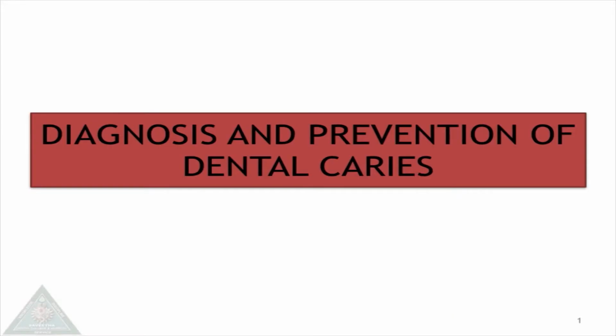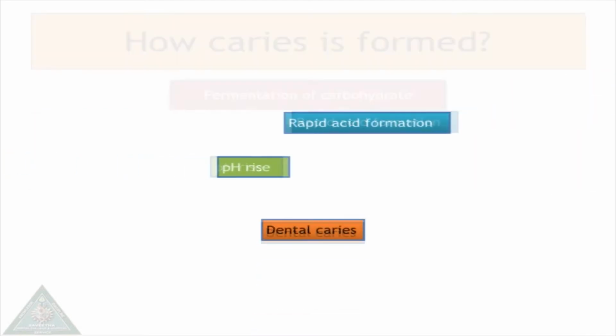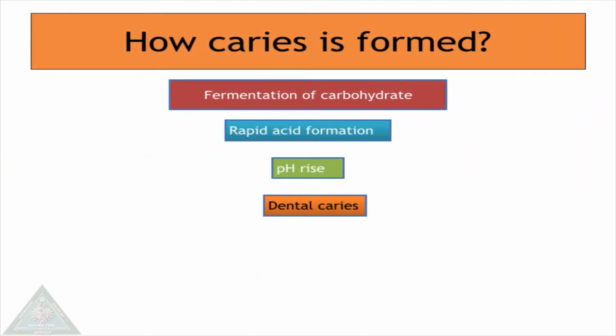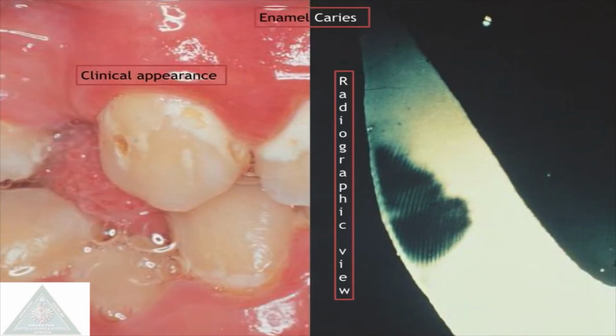This is a lecture class series on diagnosis and prevention of dental caries. Let's see how dental caries is formed. Whenever we eat food, the carbohydrate present in the food is fermented by the bacteria, leading to the production of lactic acid. This lactic acid removes the calcium ion from the tooth structure, leading to the formation of enamel surface caries. This picture shows an enamel surface caries on the gingival surface of the canine.